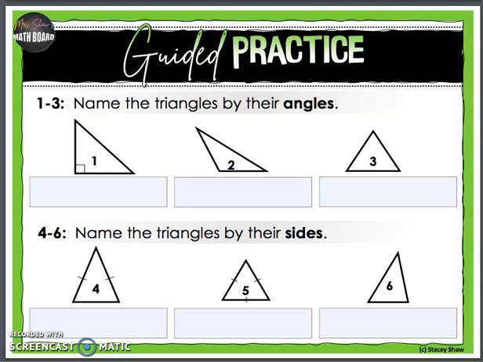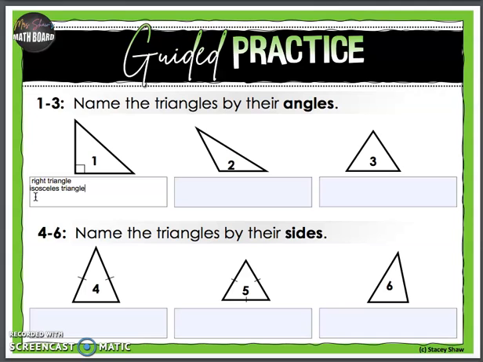Okay, let's go ahead and see how you did. On numbers 1 through 3, we're naming the triangles by their angles. If we look at number 1, we see that there is a right angle. So that is going to be a right triangle. And we can also classify this as an isosceles triangle too, because this side right here and this side are both equal. So we can say it's a right triangle, and it's also an isosceles triangle.